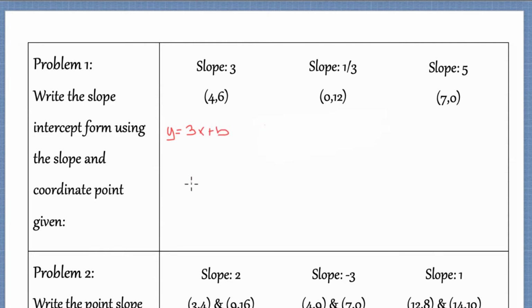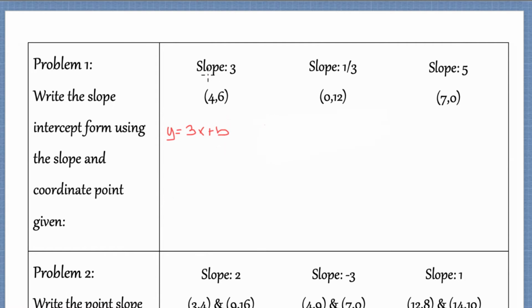plus b. Remember, b is the y-intercept, but we don't know what the y-intercept is, so we're just going to leave that as b. By using the coordinate point, we're actually going to find b. How we're going to do that is we're going to take this point that's given and plug in the x value of this coordinate point for x in the equation and the y value for this coordinate point into y in this equation. That will just leave us with one unknown variable, which will be b, that we can then solve for.